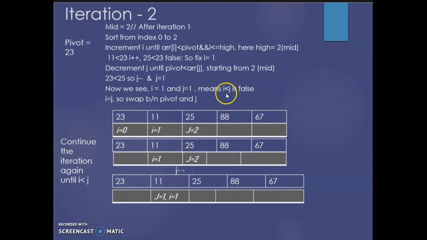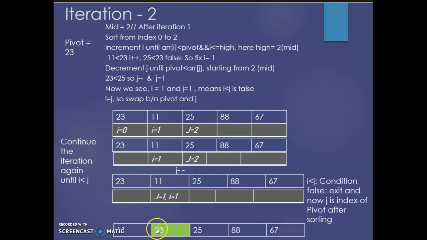So whenever you see I less than J is false, fix the value of J and swap between the pivot value and J value. Okay, so ultimately we will get the array like this. 23 and 25 are in the correct location, and towards the left side is 11 now. You can see here that we are not checking the right side of this array, right? After the mid value, we are not checking the right side. We will be doing it in the further iterations. Okay, so here we are only checking the left sides.